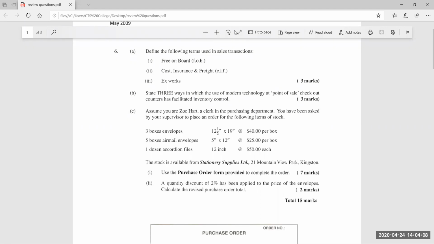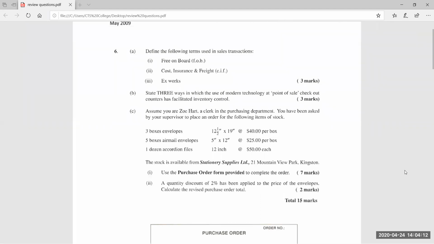All right, I see JL. Go ahead, JL. Free on board. Free on board is when the supplier pays carriage and handling charges for delivering the goods on a ship. Continue. While the purchaser pays the import charges and cost of transportation to his premise.